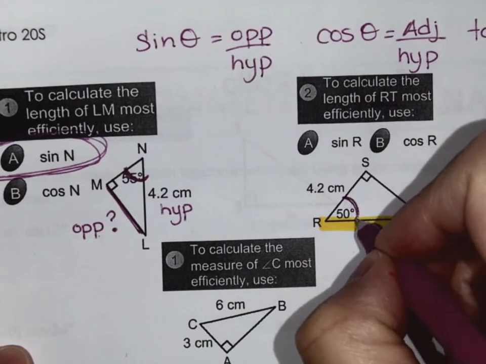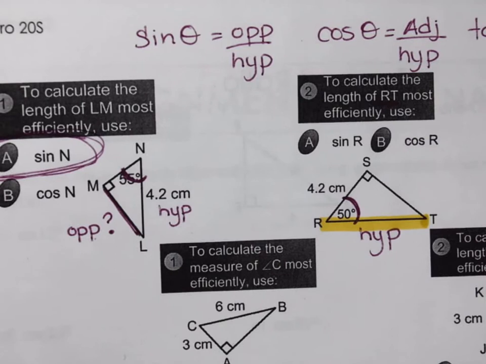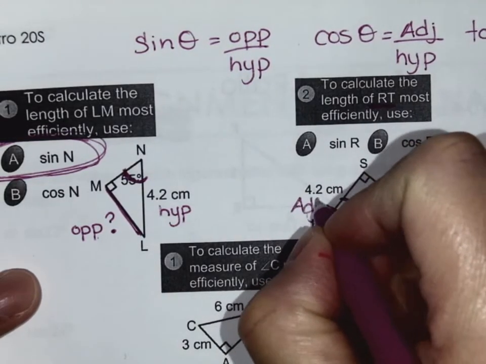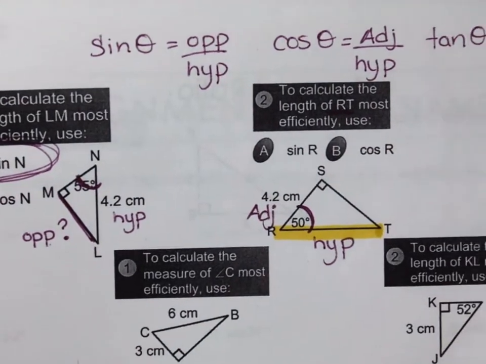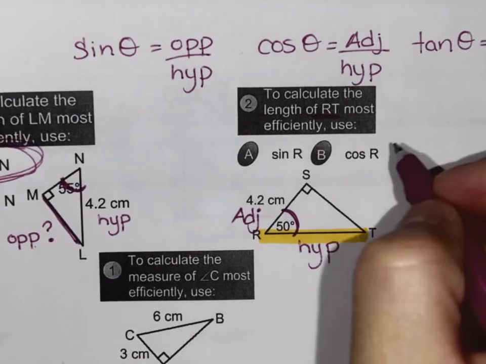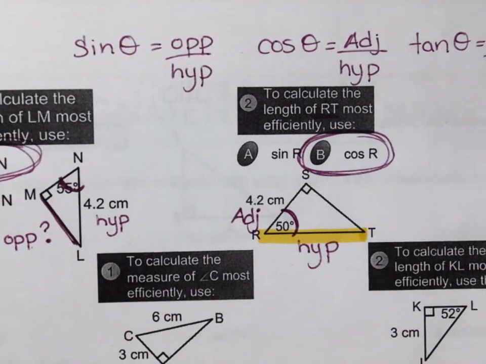I have this angle here, 50. So what side is 4.2? Adjacent? It is your adjacent, because it makes up the angle, it touches the angle. So now, what trig formula has adjacent in it and has hypotenuse in it? So this one is the cos. There is no trig formula called ka.